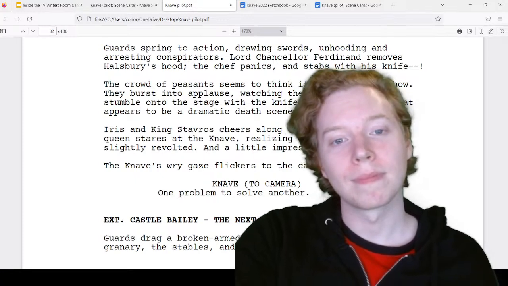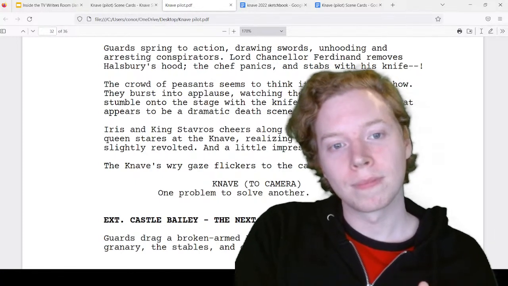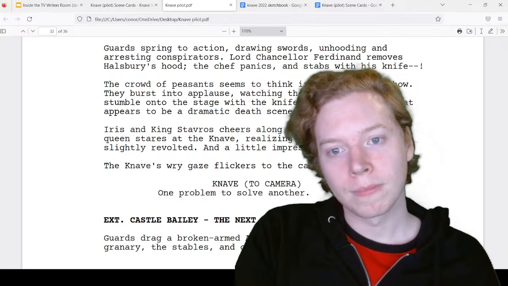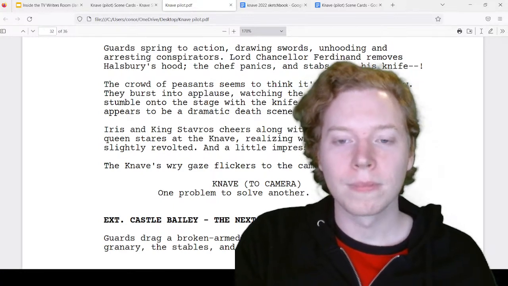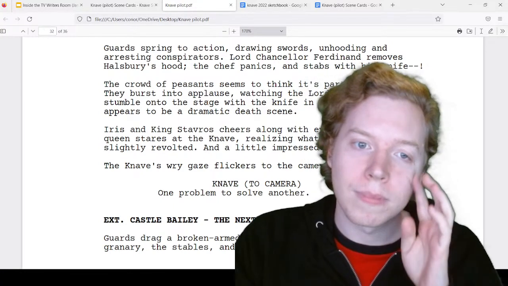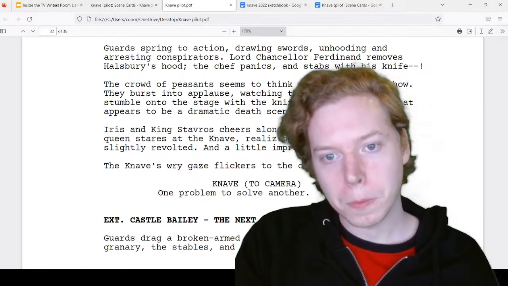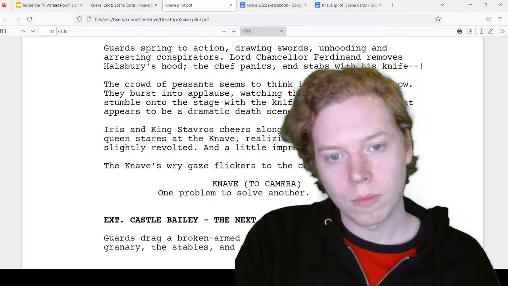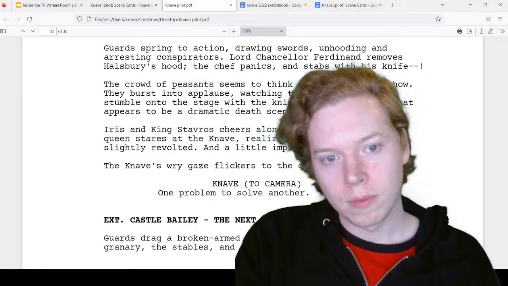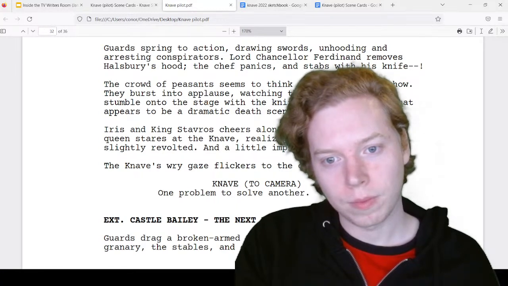Giants spring into action, drawing swords, unhooding and arresting conspirators. The Lord Chancellor Ferdinand removes Halsbury's hood. The chef panics and stabs with his knife. The crowd of peasants seems to think it's part of the show. They burst into applause, watching the Lord Chancellor stumbling onto the stage with the knife in his chest in what appears to be a dramatic death scene. Iris and King Stavros cheer along with everyone else.